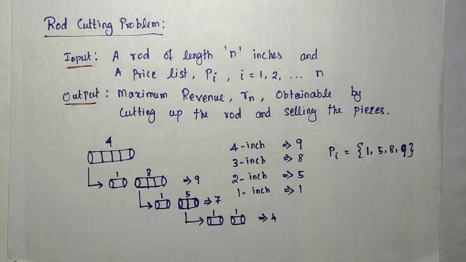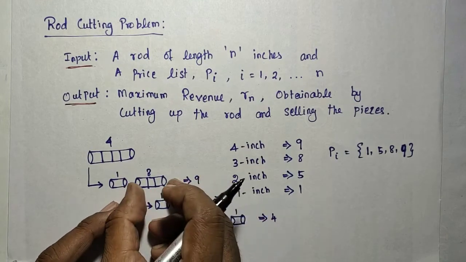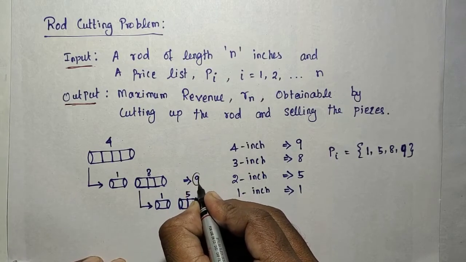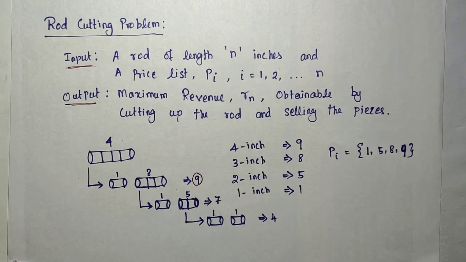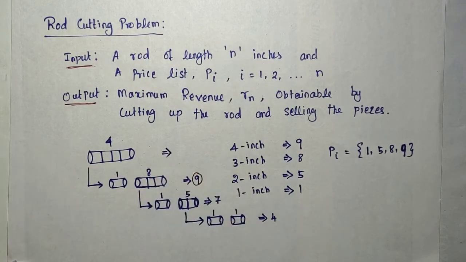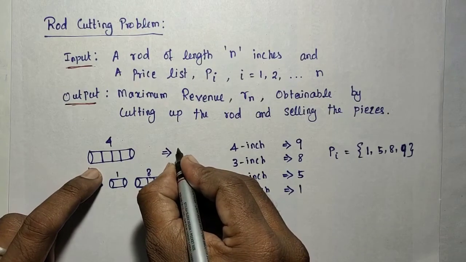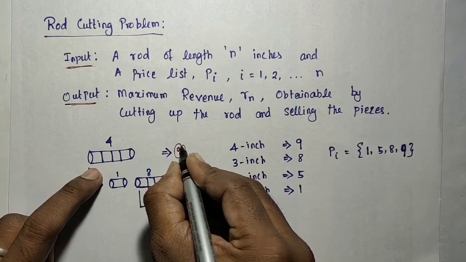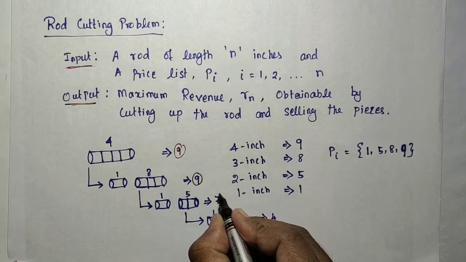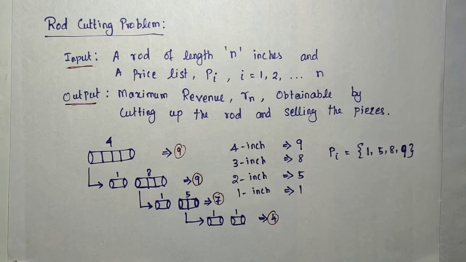Correct. So if you are selling like this, if you made the first cut and a 3-inch rod, if you sell it as it is, you will get 9. Similarly, if you are selling that piece as it is without any cut, the 4-inch rod price is actually 9. If you are selling in this way, we will get the same 9. Again in this way we will get 7. In this way we will get 4.